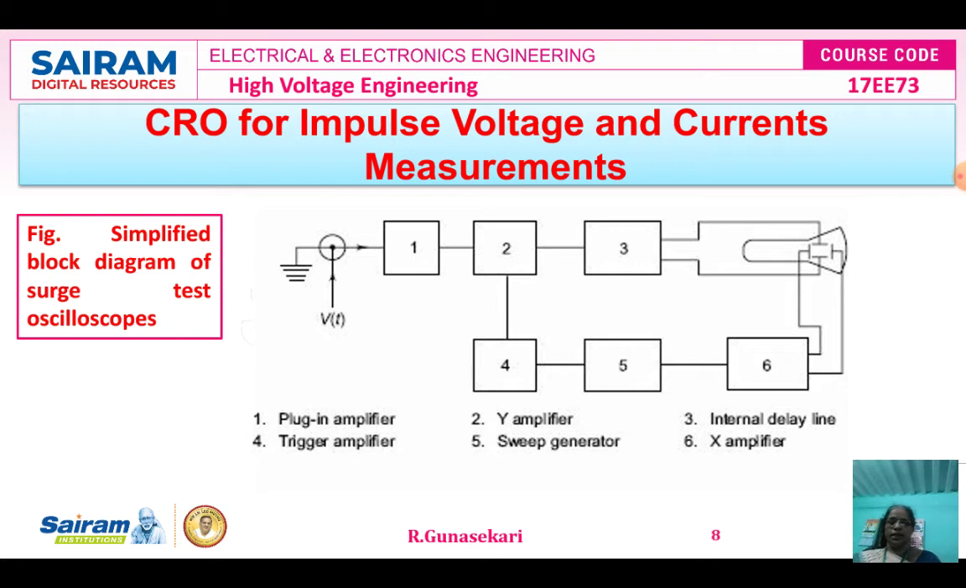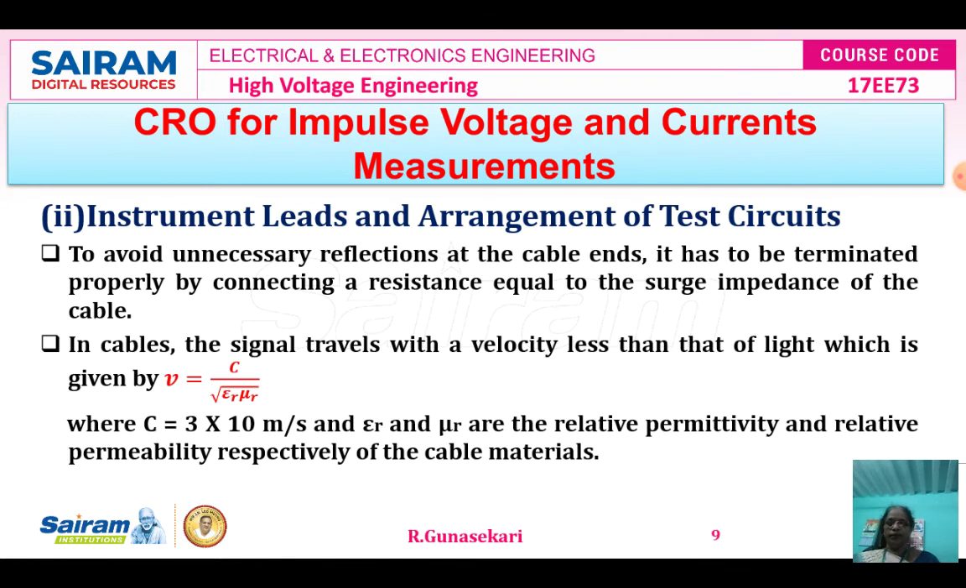The impulse generator and the time base of the CRO are triggered from the electronic tripping device. A first pulse from the device starts the CRO time base, and after a predetermined time a second pulse triggers the impulse generator. Then we studied the instrument leads and arrangement of test circuit, which is a subdivision of CRO for impulse voltage and current measurements.